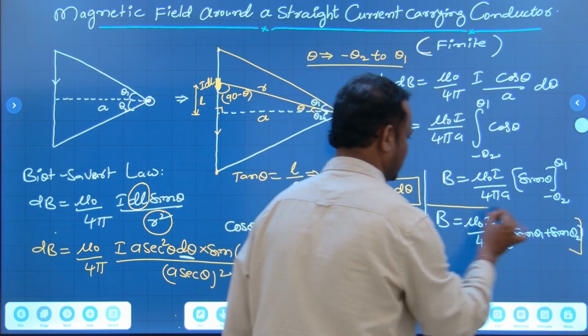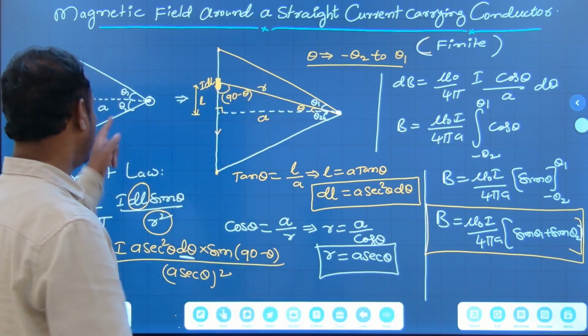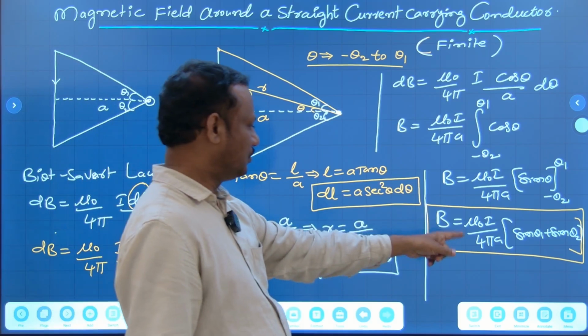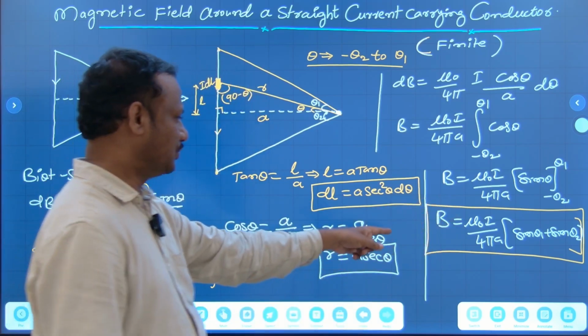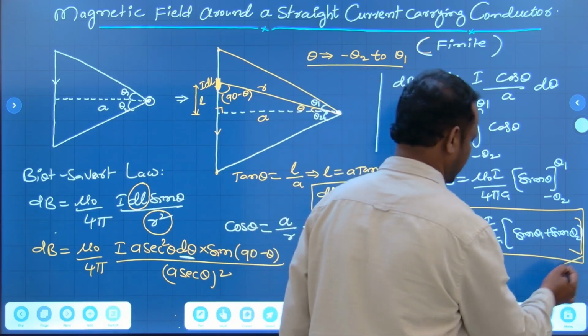This is the magnetic field around a current carrying conductor of finite length. So B is equal to mu naught I by 4 pi A times sin theta 1 plus sin theta 2.